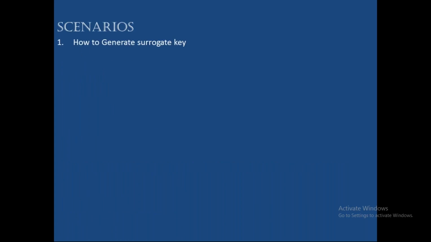Okay, so let's start with the scenarios that we are going to cover in today's session. We're going to see how to generate a surrogate key. In our SCD1, we have seen two things. One is how to generate hash values by using a hash function in data flows. Then we have seen how to generate the surrogate key by using a surrogate key transformation.